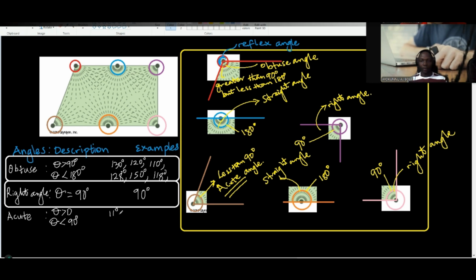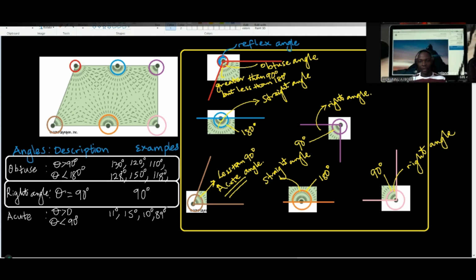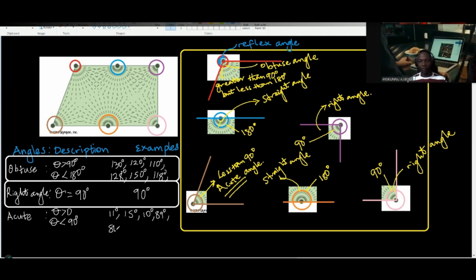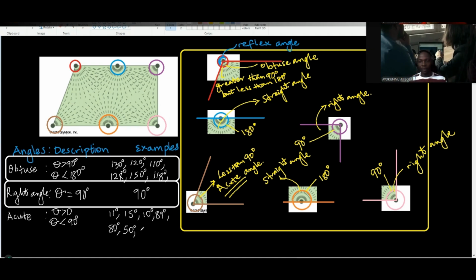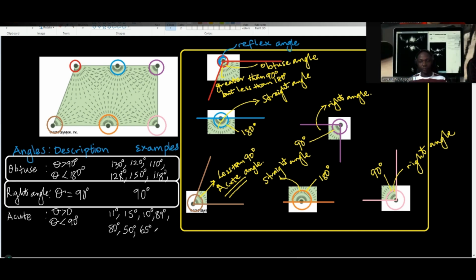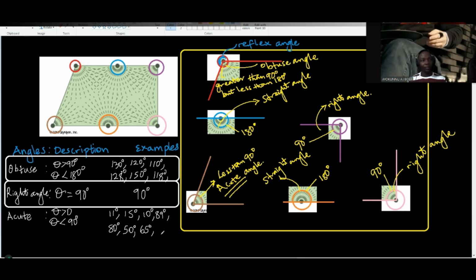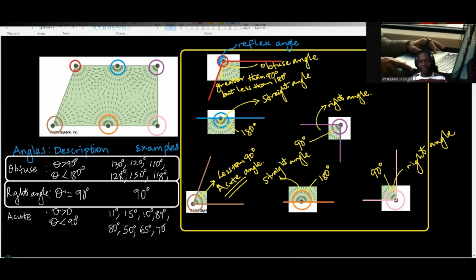I can have 11, 15, I can have 10. Give me another number, Miggy, that is less than 90. I can have 89. Give me another number, 80. Give me any other number, 50. Give me another one. Any number less than 90. 70 degrees.